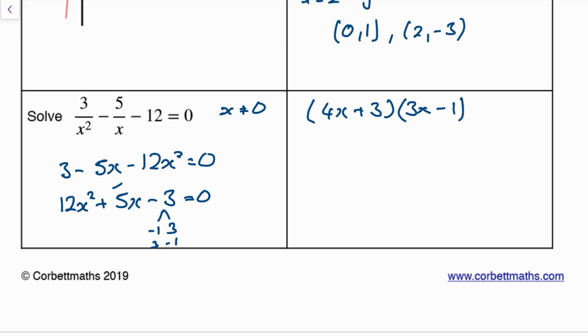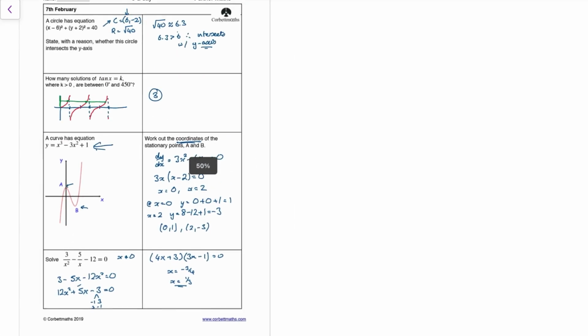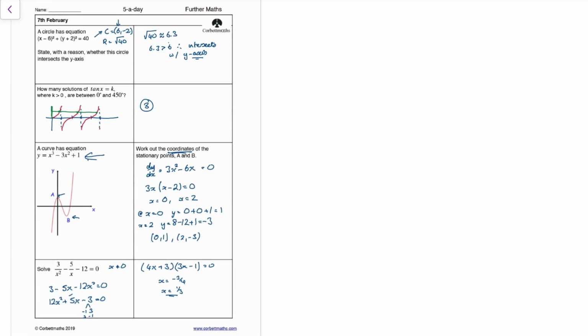Some of you might be sitting there thinking, how did I get that? It's frankly just a bit of experience. But do practice that. It's quite a good skill to have, and it'll save you time in the exam. Either way, that equals 0, which means x is equal to minus 3 over 4, or x is equal to 1 over 3. And that is today done. I'm not even going to say nice mix of questions, but it is.